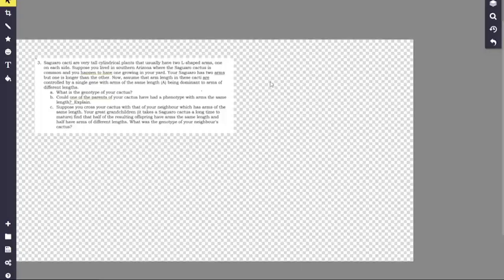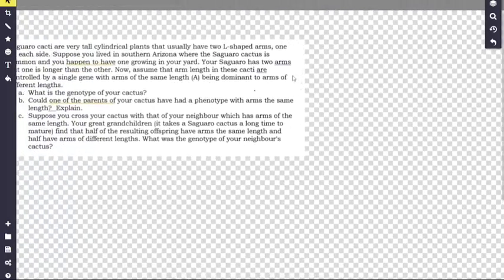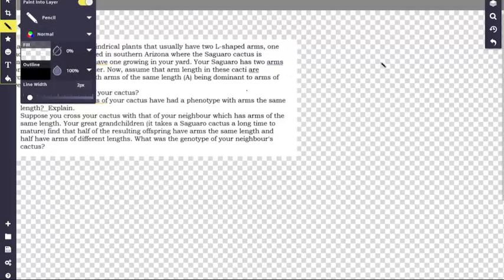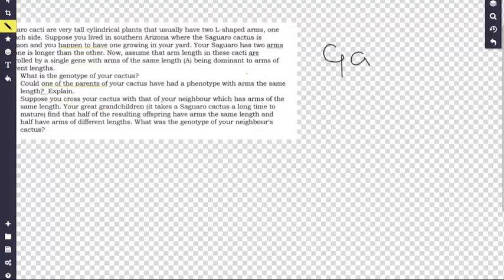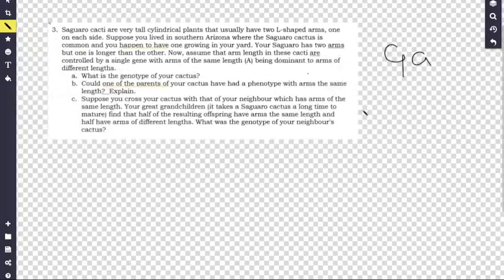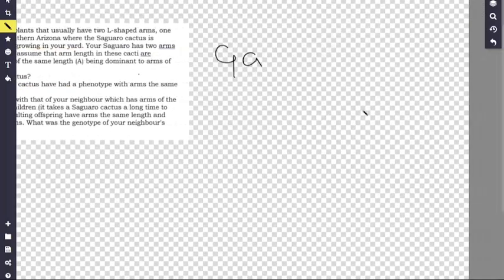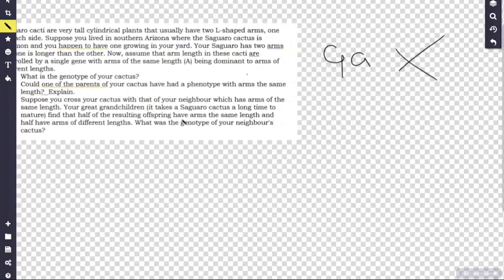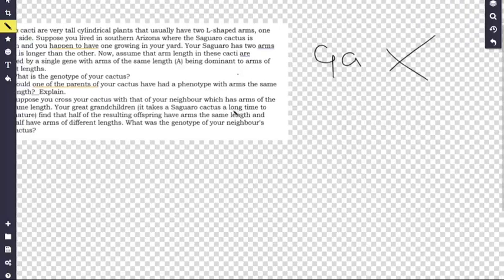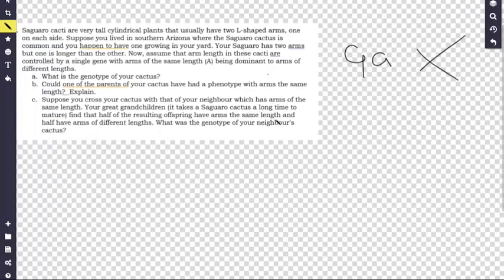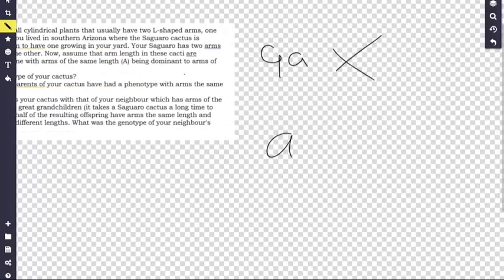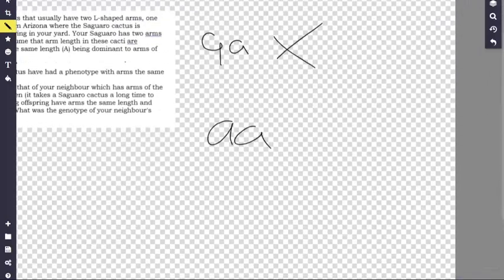All right. So this is a test cross. We know that our cactus is supposed to be fully recessive. It's small a and small a. So it crossed with something to create offspring where half of them had different lengths. So let's say they produced 4 offspring. Half of them were this. And because our cactus is fully recessive, the only thing it could pass on is an a. So that means the rest are all heterozygotes.